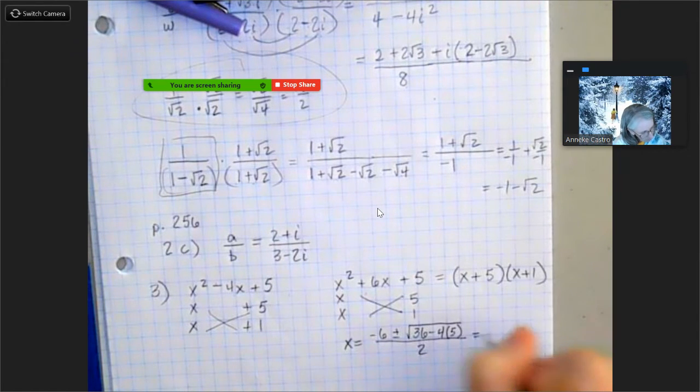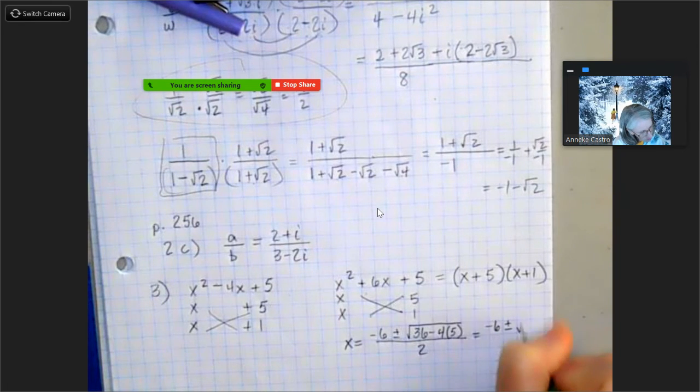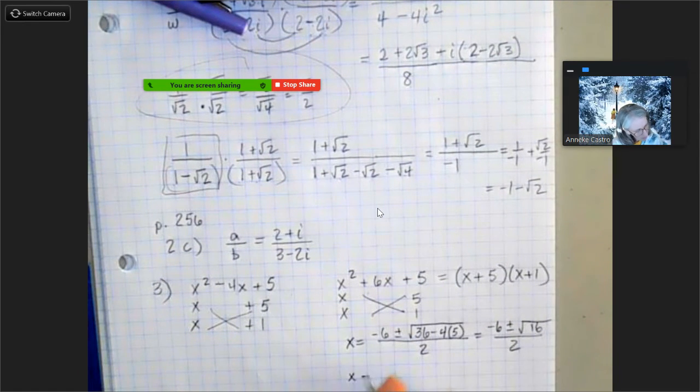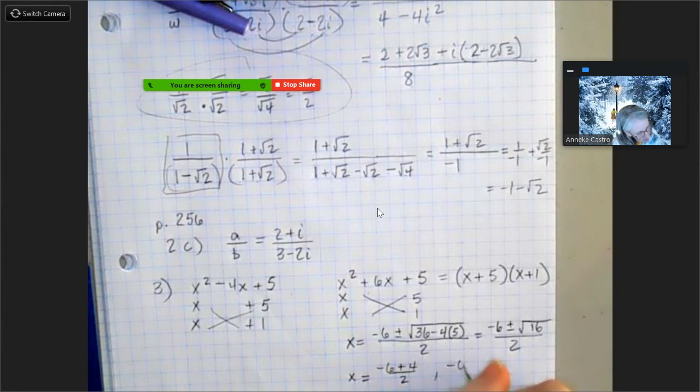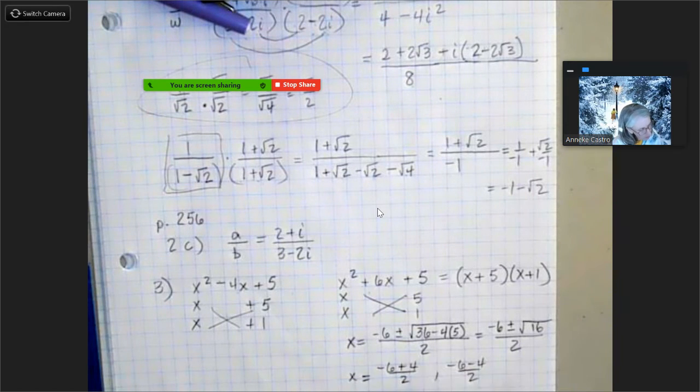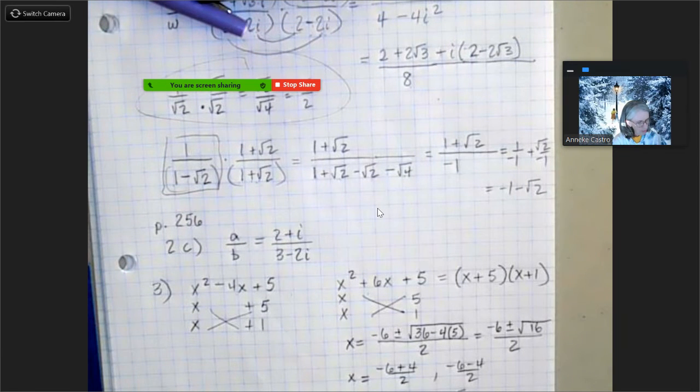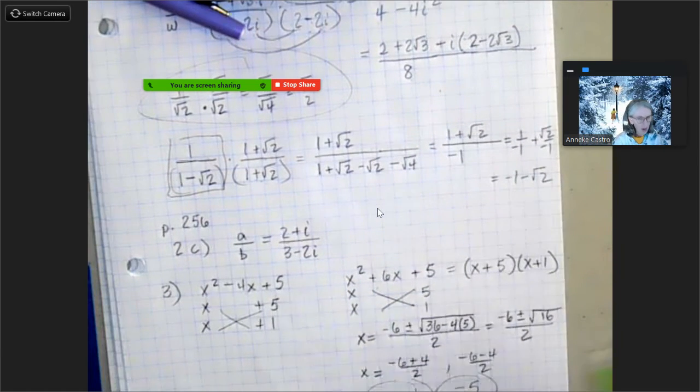Okay, so I end up with negative 6 plus or minus the square root of 36 minus 20, that would be the square root of 16, over 2. So I get negative 6 plus 4 divided by 2 and negative 6 minus 4 divided by 2. So that gives me negative 2 divided by 2 is negative 1. And here I'd get negative 10 divided by 2 is negative 5. So notice when I solved these, I got negative 1 and negative 5.